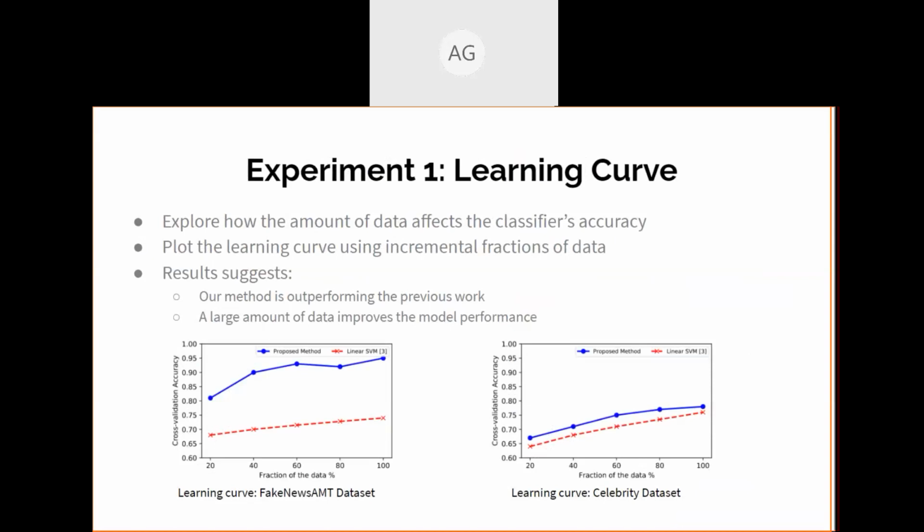So these results suggest two things. The first one is that our proposed method is outperforming the previous work, and the second one is that our learning curve signifies a steady improvement in both the cases. So it implies that a large number of training data has the potential to improve the model performance.